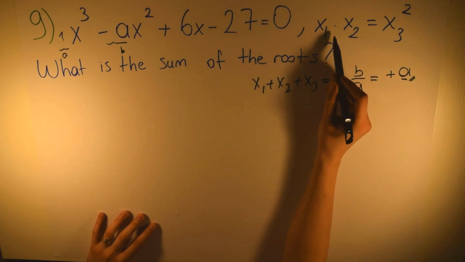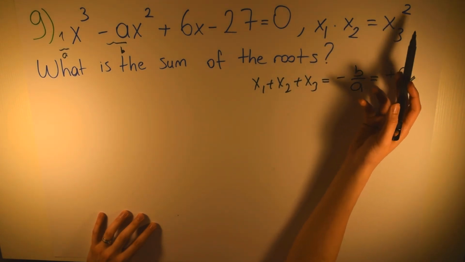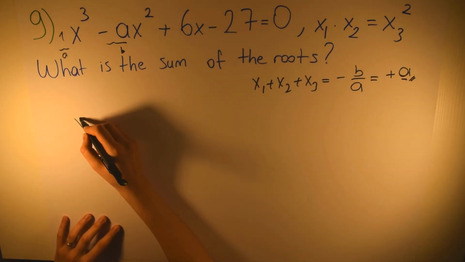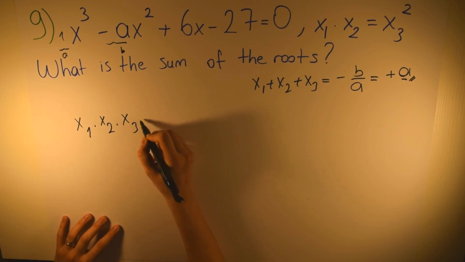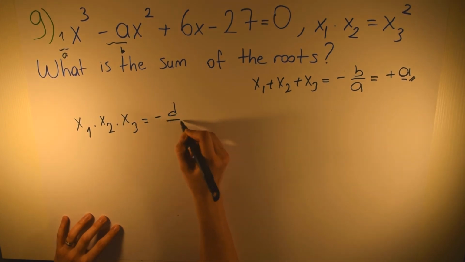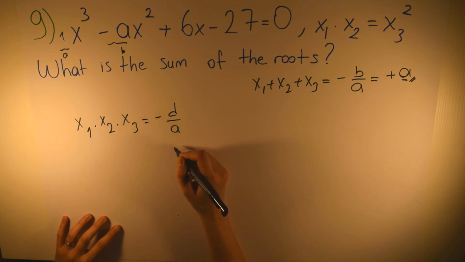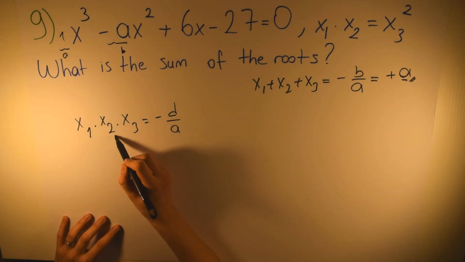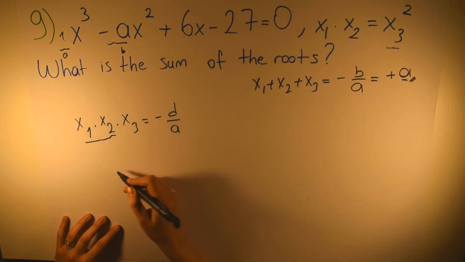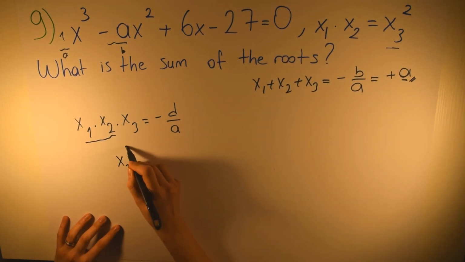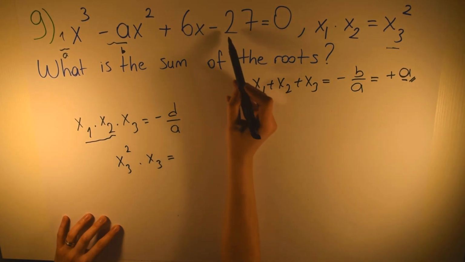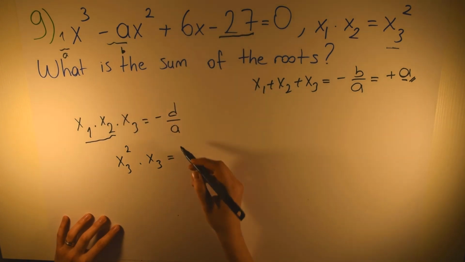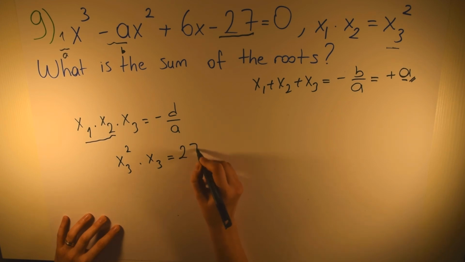It's given that x1 times x2 is equal to x3 squared. I know the formula for the product of these roots, right? It's x1 times x2 times x3, which is equal to minus d over a. So instead of x1 times x2 here, I can write x3 squared times x3, which is equal to minus d over a. Here d is minus 27 and a is 1, so it is 27 over 1, which is 27.